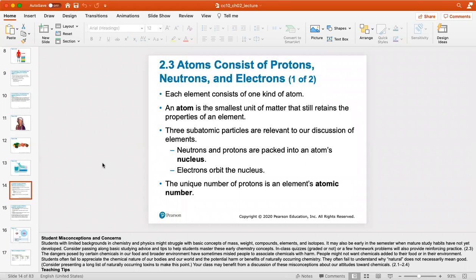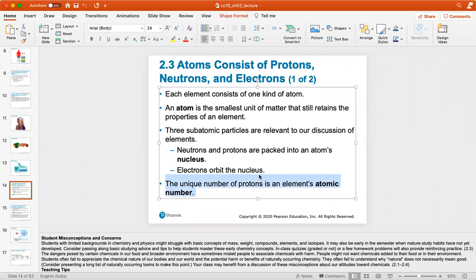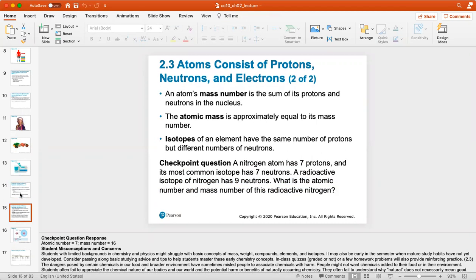The unique number of protons is an element's atomic number. And this is important to recognize. The atomic number is assigned to each element in the periodic table, and the atomic number just refers to the number of protons that element has. An atom's mass number is the sum of its protons and neutrons in the nucleus. So if an element has an atomic number of 6 and a mass number of 12, you know that it has 6 protons and 6 neutrons because the mass number is equal to the number of protons and neutrons.